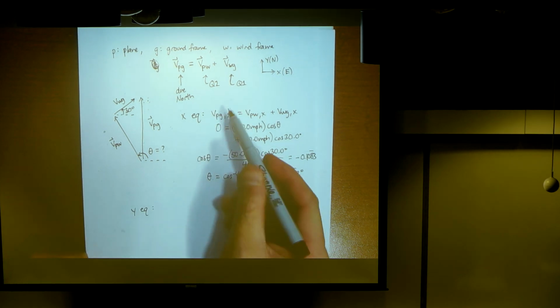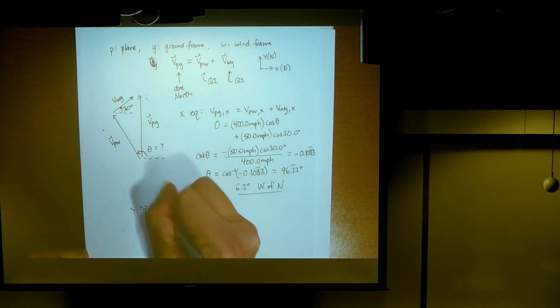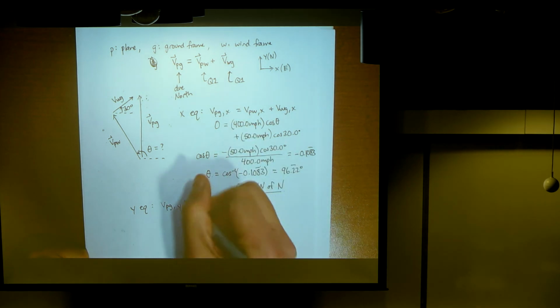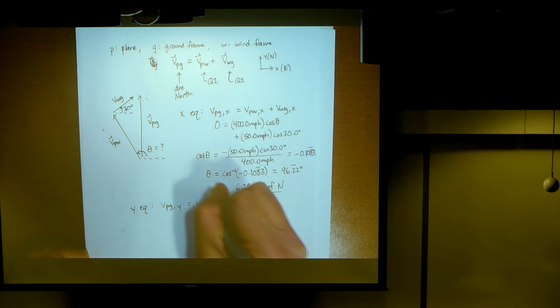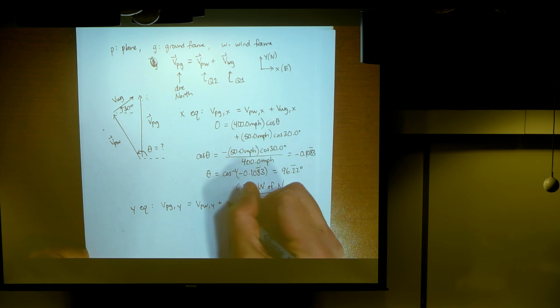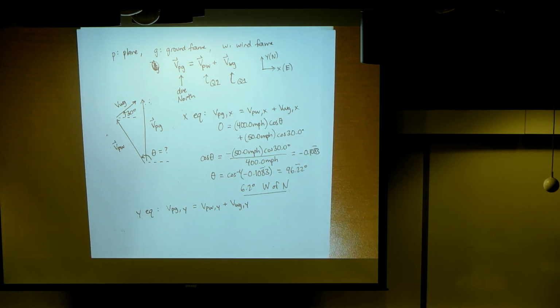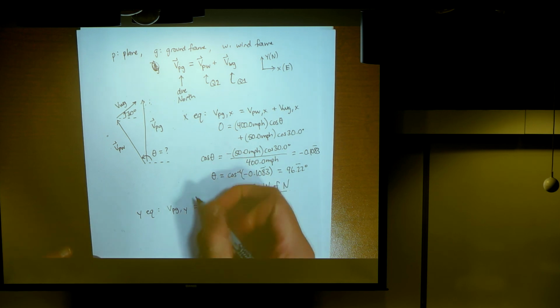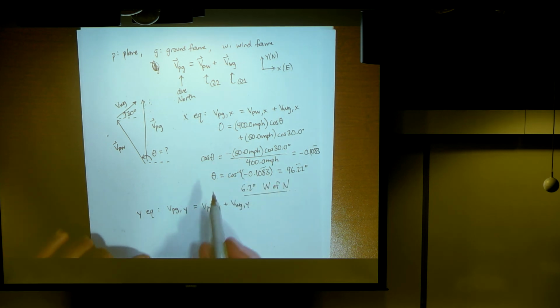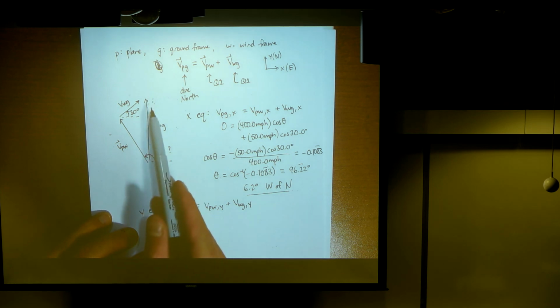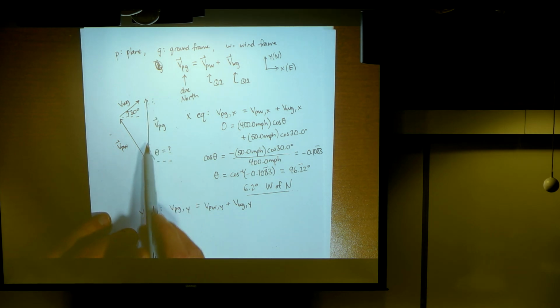And again, I'm going to write this in the same exact way. It's the velocity of the plane relative to the ground, but just pick the y component out. That's the velocity of the plane relative to the wind. Pick the y component out plus velocity of the wind relative to the ground, y component. All right, so let's go through this. The plane's velocity relative to the ground. It's only pointing in the y direction, right? We knew that from the outset.